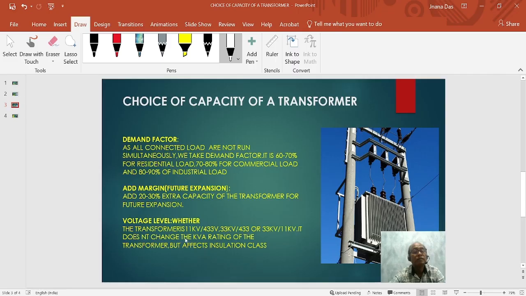Actually, whether the voltage class is higher or lower, the total kVA is not disturbed. It is 20 kVA irrespective of the voltage level. Only the insulation class changes. Insulation class means the design factor. The insulation taken in the transformer is as per the voltage level.